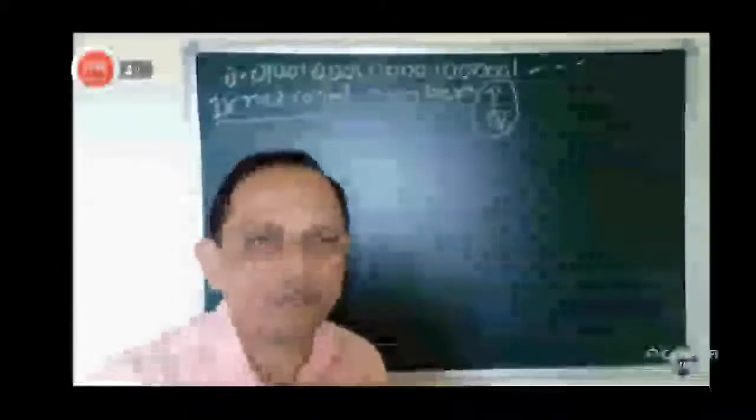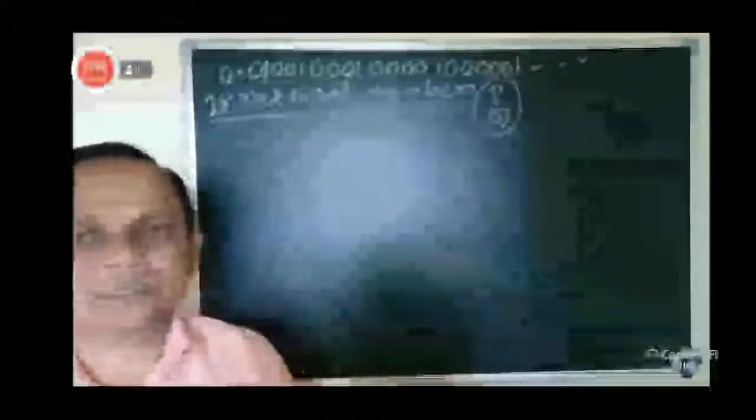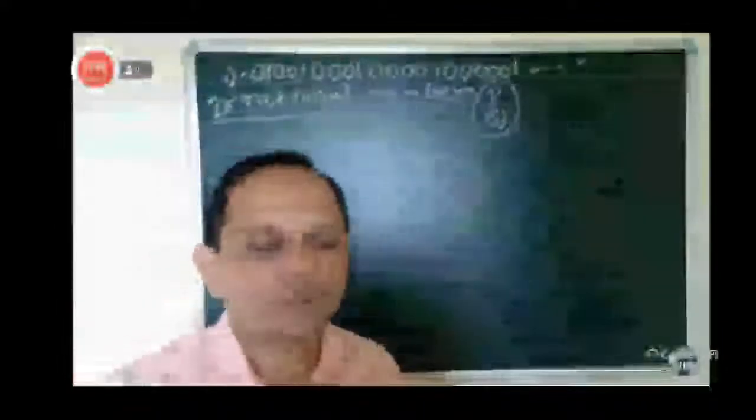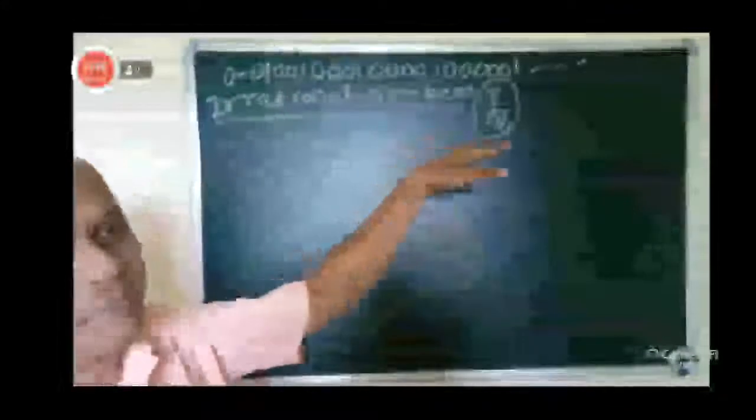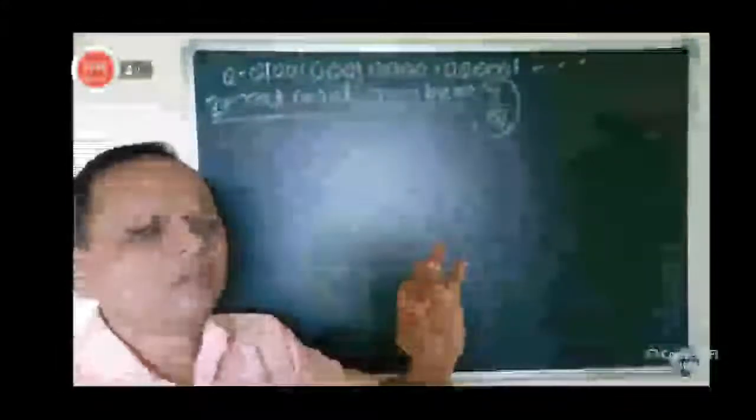Irrational numbers. What are irrational numbers? The numbers which cannot be written in p by q form are called irrational numbers. That means any irrational number, we cannot write it in the form of p by q. Any number which cannot be converted to p by q is called an irrational number.